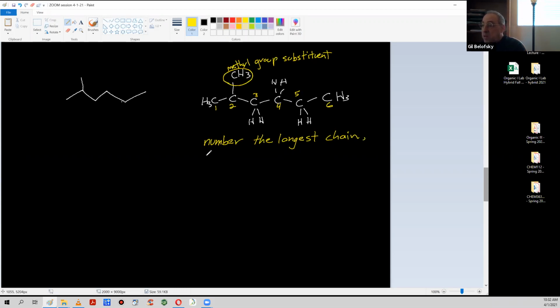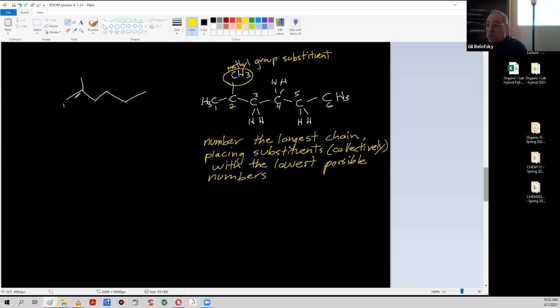So number the longest chain, placing substituents collectively, you'll see what I mean by this, with the lowest possible numbers. Okay, so 1, 2, 3, 4, 5, 6. The base name, the parent name of this molecule is N-hexane. It's 1-methyl N-hexane. Putting dashes in between all those.